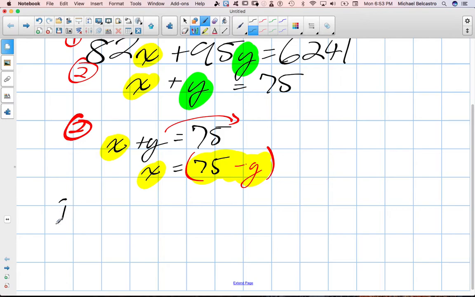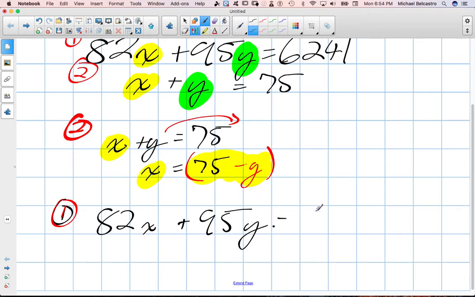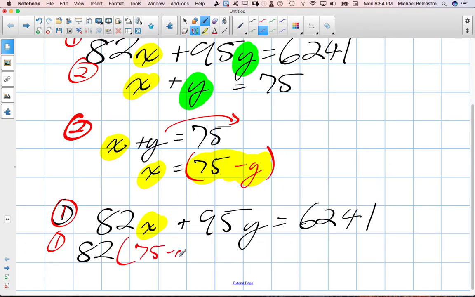So let's get equation 1 out. Equation 1 was 82x plus 95y is equal to 6,241. What we're going to do here is replace x with what x is equal to from the other equation. So we're still in equation 1. The only difference this time is I'm going to write 82, and in brackets 75 minus y. So I've replaced our x value with what x was equal to in the other equation. Everything else stays the exact same, plus 95y is equal to 6,241.